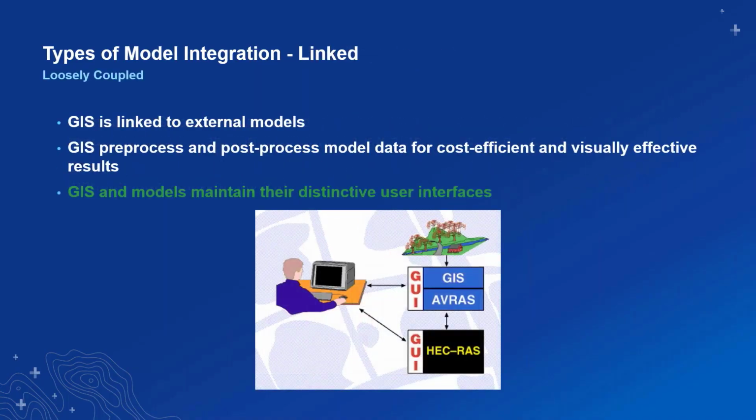The next type is linked or loosely coupled approach. Here, GIS and model are managed independently with their own interfaces, and integration is achieved by sharing data. In more advanced implementations, applications can control execution of each other in a more integrated way.